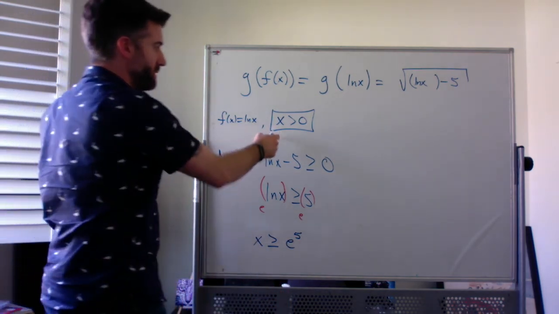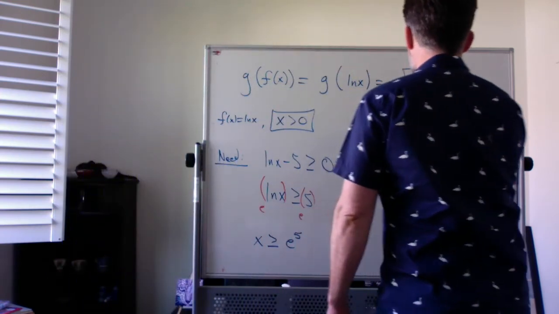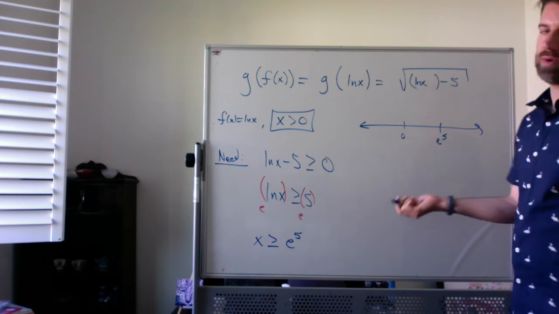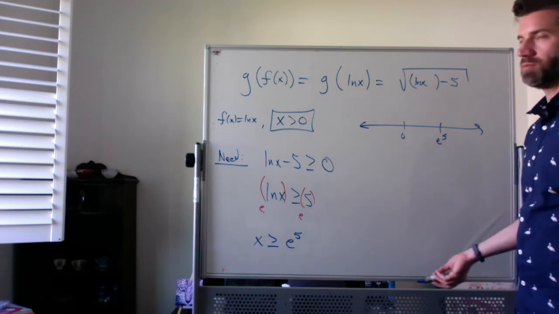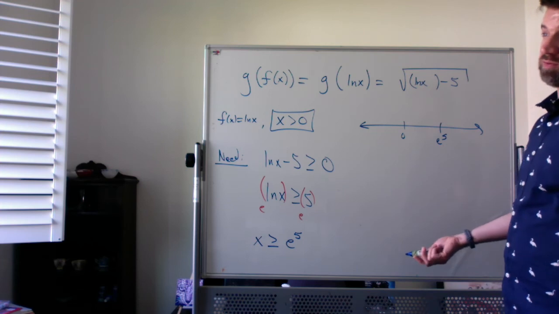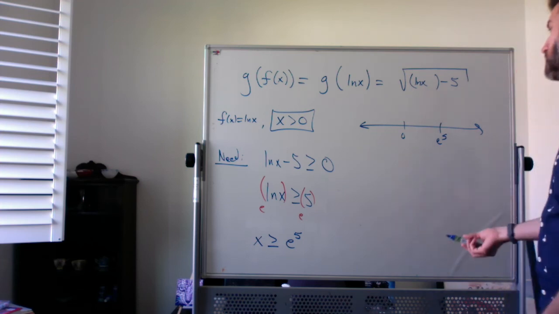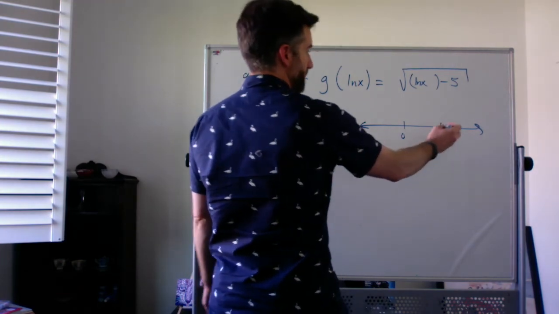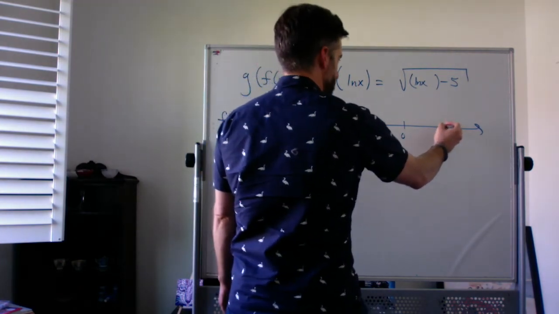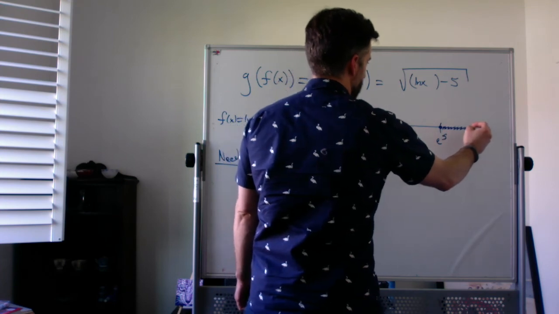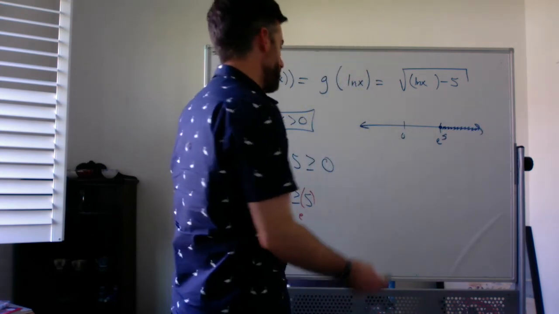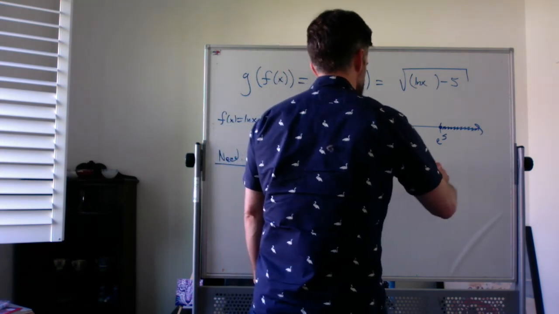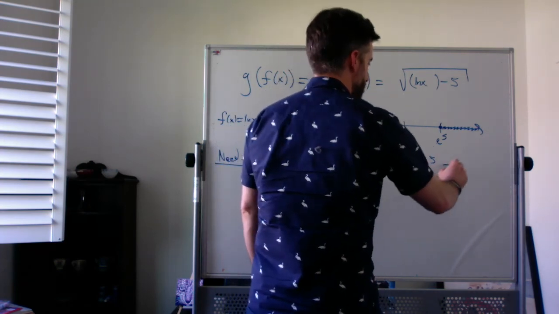Okay, so we need both of these to be true. If you're looking at a number line, here's 0, here's e to the 5th. This is actually a pretty big number. Let's see, 3 to the 5th is 243, so 200-ish. Since both of these things have to be true, we have to be bigger than or equal to this. So we need all of this over here. Our domain in this case would be e to the 5th inclusive to infinity.